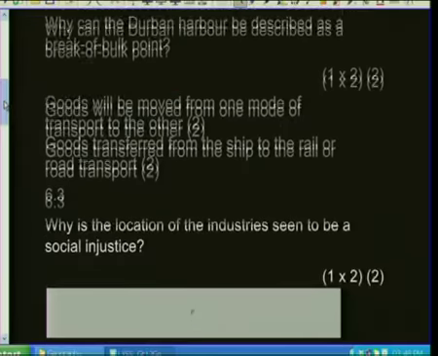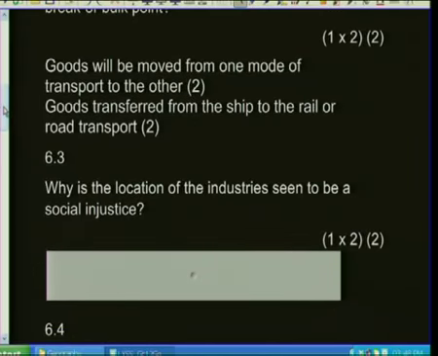We're changing our mode of transport in Durban. Goods are moved from one mode to the other, in this case most likely from rail into the port onto the ships, or vice versa. It's an importing and exporting industry.